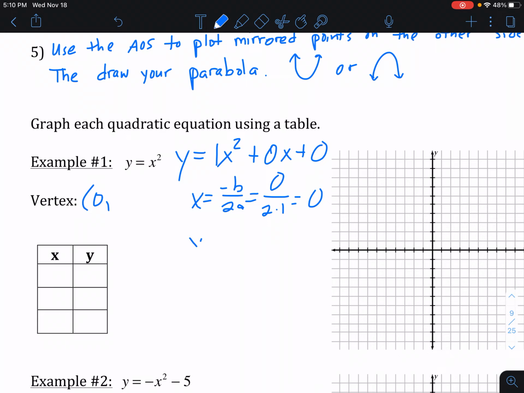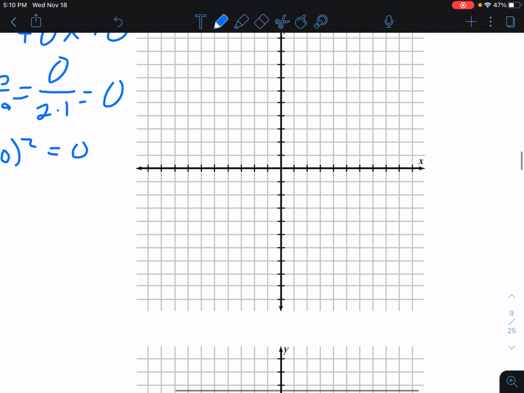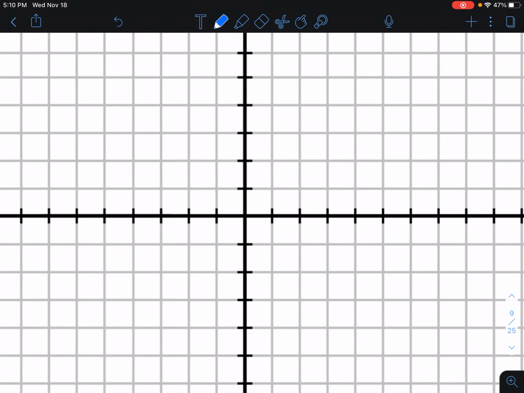Now, to find the y-coordinate, we have to take the 0 and plug it back in for the x's in the original formula, which would be right here. So we would have y equals 0 squared, which is 0. So I now have my vertex 0, 0. I'm going to go over to my graph and plot that point now.